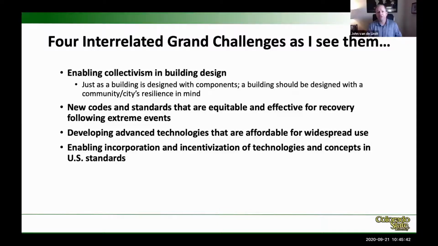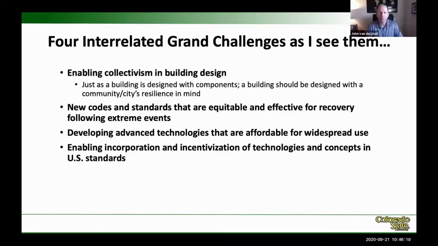Just as I mentioned at the beginning of the presentation, we build a building, we design it with these components and put them together. A building should be designed with a community or a city's resilience in mind. What is it contributing to the recovery of a city? And then new codes and standards that are equitable and effective for recovery following these extreme events.